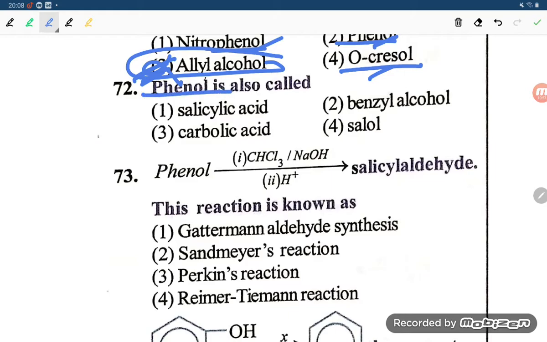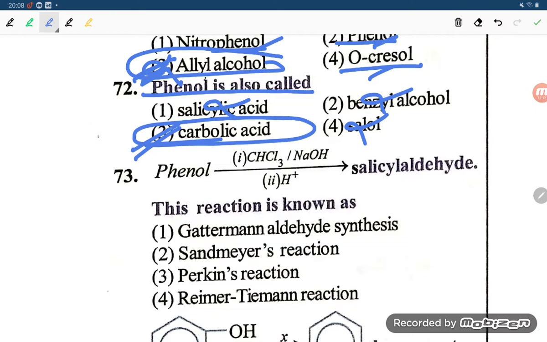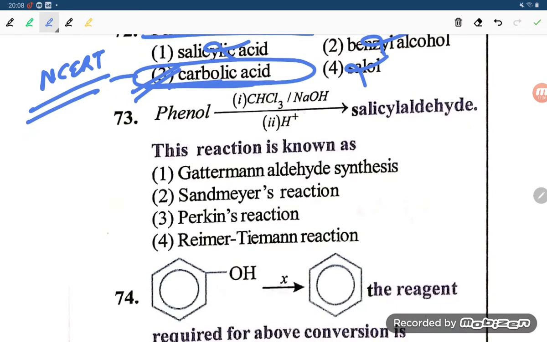Now, phenol is also called. For number 72, they are saying phenol is also called: carboxylic acid is wrong, benzyl alcohol is wrong, salol is wrong, carbolic acid is the correct answer, students. This is also a direct NCERT problem. You can check with the NCERT. In the first line of the phenol chapter, it is given that phenol is also known as carbolic acid.